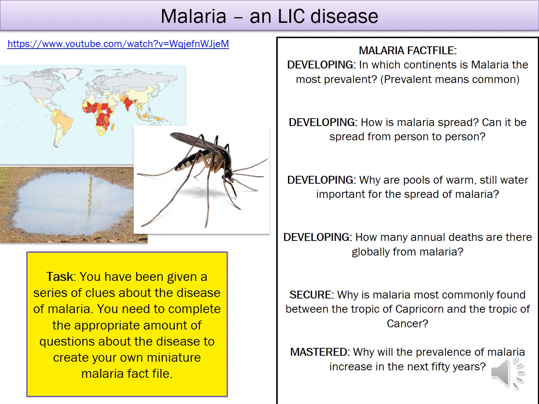miniature fact file. So as you can see, you've got a series of questions that you need to answer while watching the videos. What you can do is load up the video from Class Charts, where you're given these questions on a Word document that you can complete while you watch the video.